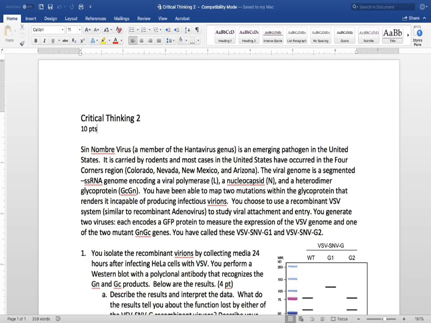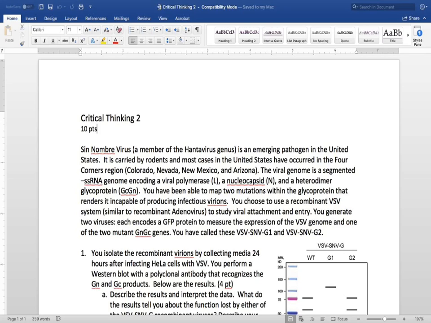The recombinant VSV system is one in which you can take the VSV genome, and this stands for vesicular stomatitis virus. You can take its genome and you can put into its genome genes of your choice. In this particular example, what the researchers are doing is putting in the genetic sequence encoding the wild-type GCGN, or encoding one of the 2 mutants, which we're calling G1 and G2 here. So they generate 3 different types of viruses.